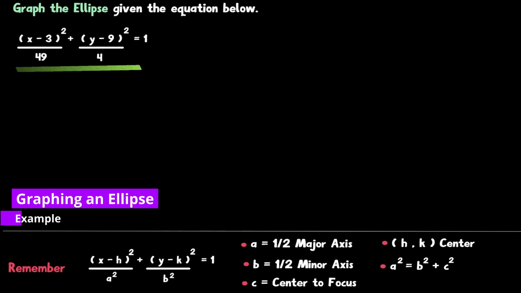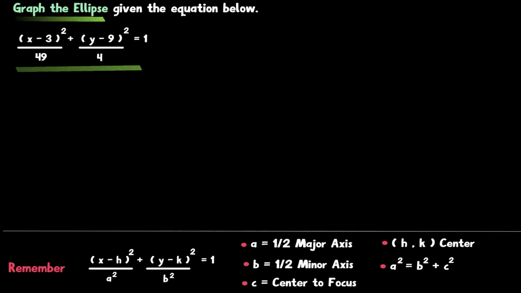Welcome. Here we are being given the equation of an ellipse. Now let's discuss how to graph it. The first thing that we should always do is try to match it to the standard form of the equation of an ellipse. Let's look at it one term at a time.